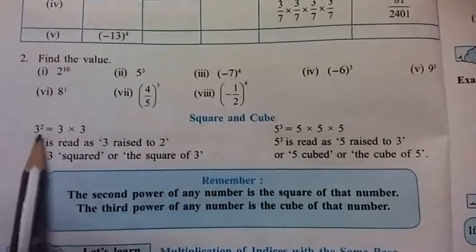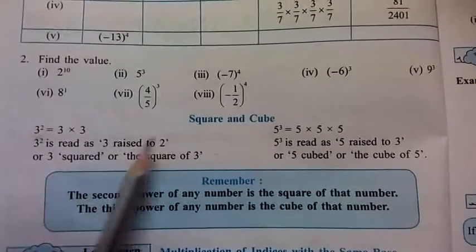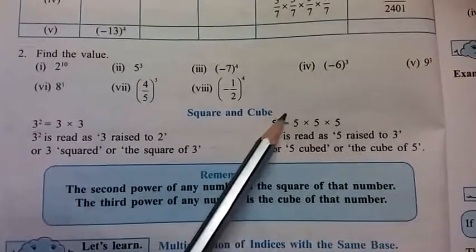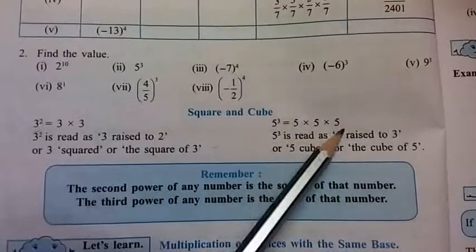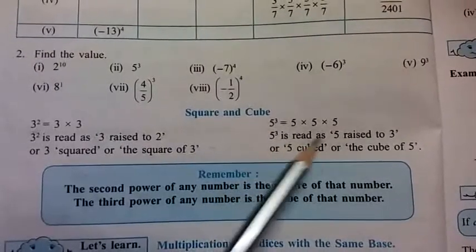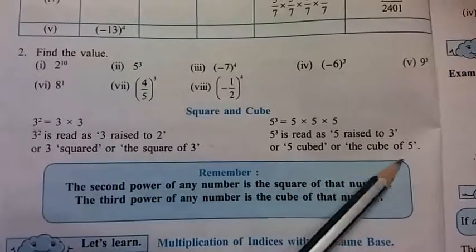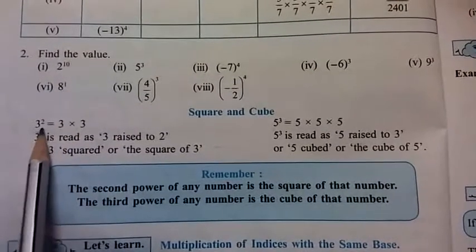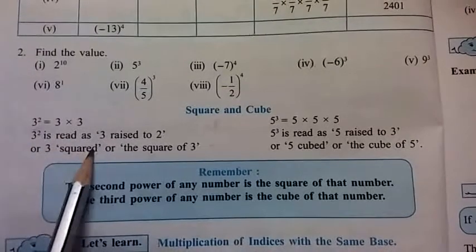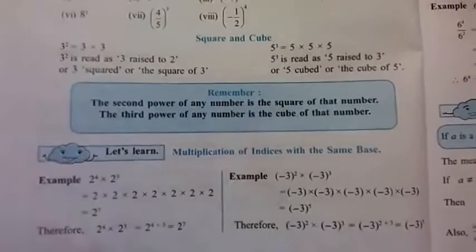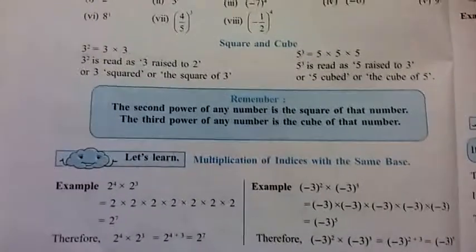Similarly here, if power is 2, it is called a square, and if power is 3, then it is called a cube. 5 raised to 3 means 5 multiplied by 5 multiplied by 5. 5 raised to 3 is read as 5 raised to 3 or 5 cube or cube of 5. Always remember, if index is 2, then this is called a square, and if index is 3, this is called a cube.